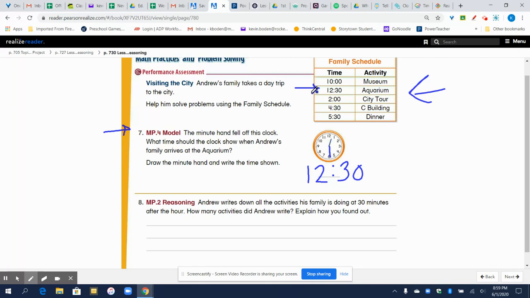Andrew writes down all the activities his family is doing at 30 minutes after the hour. How many activities did Andrew write? Explain how you found out. So how many activities are 30 minutes after the hour or half past the number? We just did one, didn't we? And that activity is the aquarium. So that's one of our activities, the aquarium. So how many activities did he write? He definitely wrote one, aquarium. So I'm going to write that one down because that's 12:30. Which other ones are half past a number?